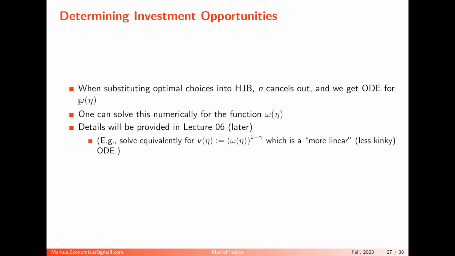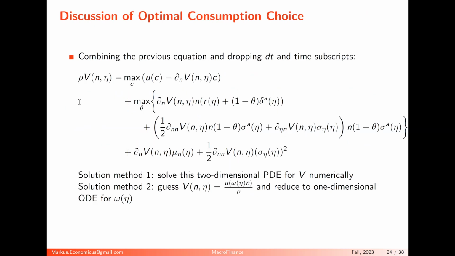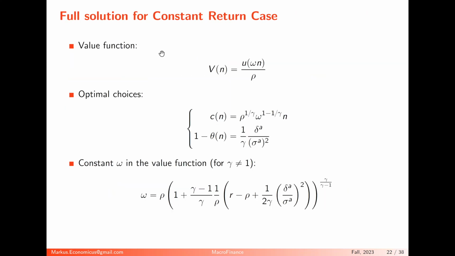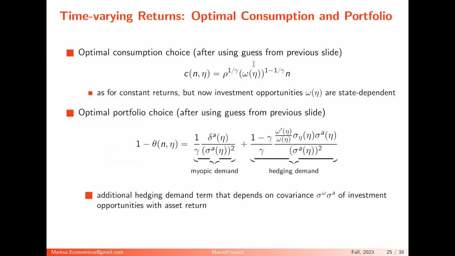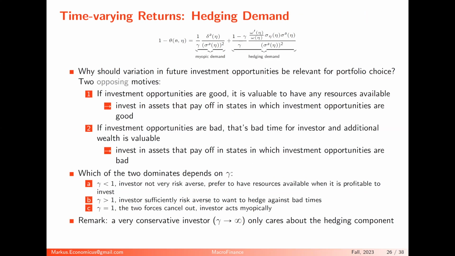And often what will happen is that we want to solve things for the omega. So instead of solving the value function, which later on we have to do numerically, instead of solving for this guy here, we solve for the omega. More generally, for non-constant returns, omega will be a function of eta. We solve for the omega because it's easier to handle. It is also less kinky, and typically we don't like things with kinks.